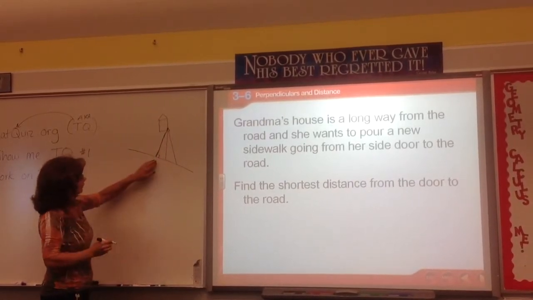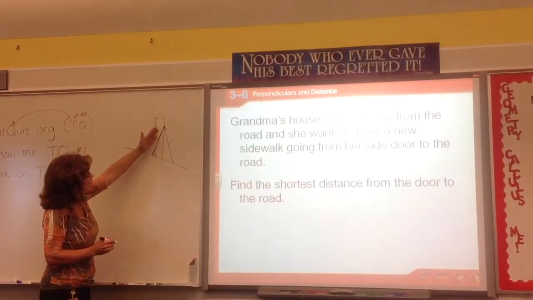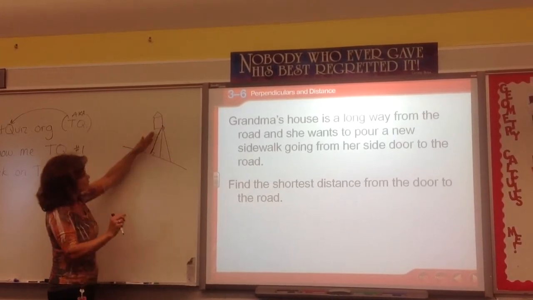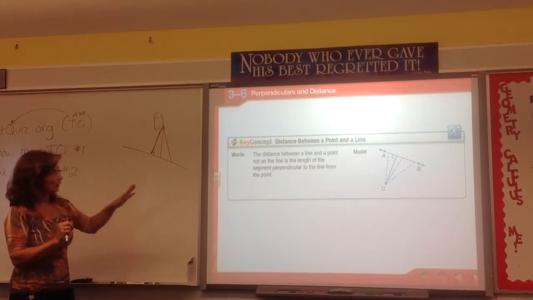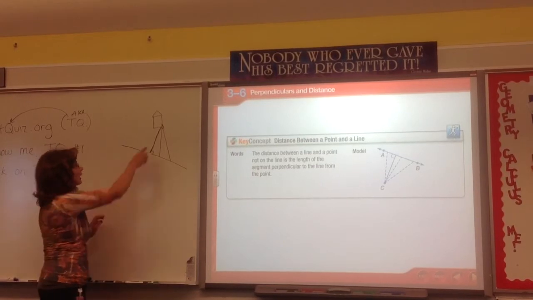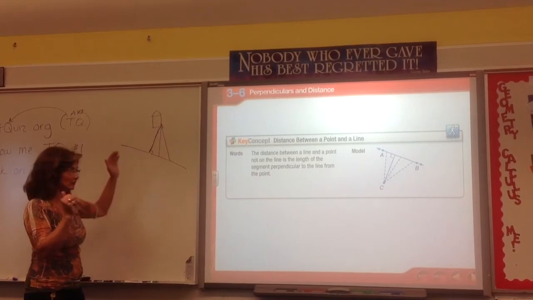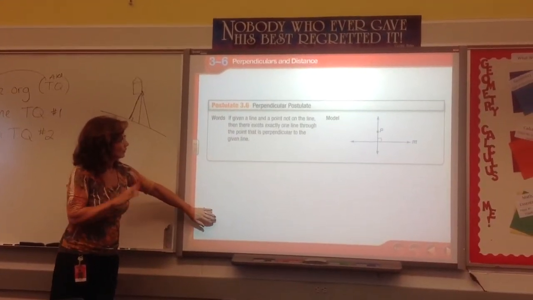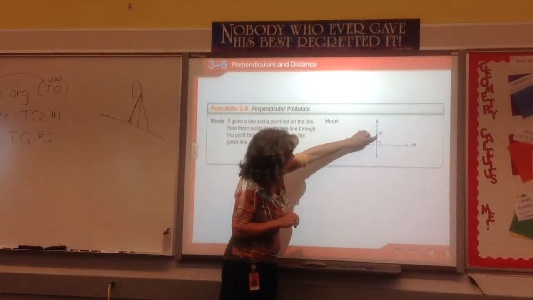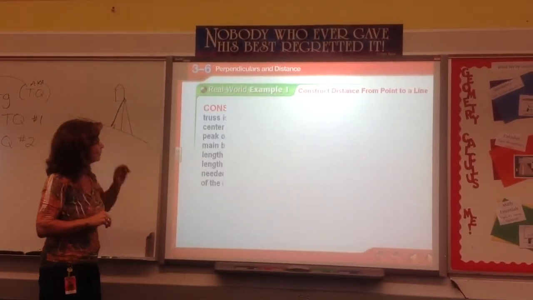It turns out, if you draw a perpendicular line from a point to a line, that's the shortest distance. The shortest distance between a line and a point not on that line is always going to be a segment perpendicular to that line through the point. And we need to find out what that distance is. That's our goal. So if you're given a line and a point not on the line, if you draw a perpendicular through there, that distance is going to be the shortest distance.